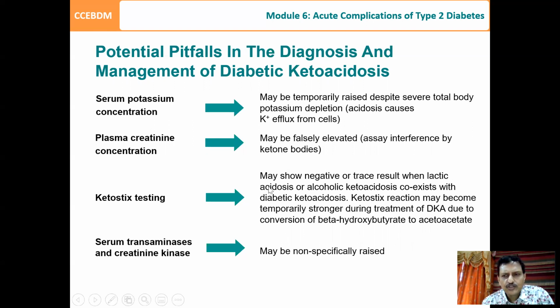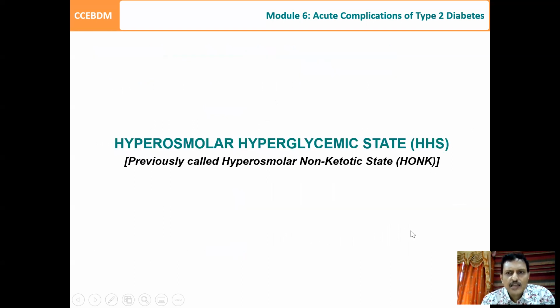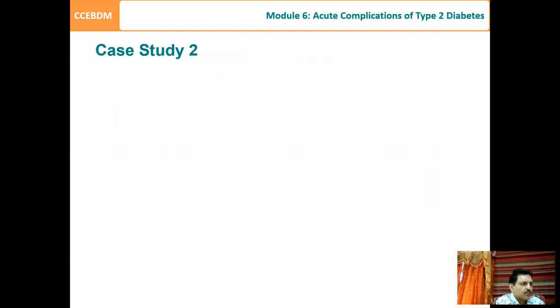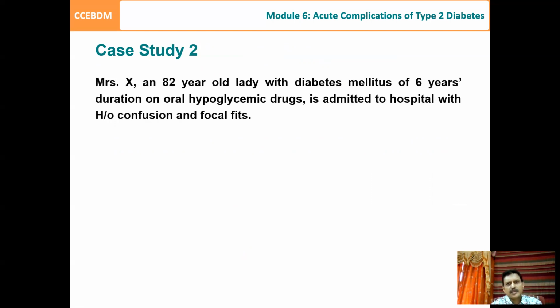So now we will talk a little bit on the hyperosmolar hyperglycemic state, or we sometimes call it HONK, hyperosmolar non-ketotic coma or non-ketotic state. So I'll start with a case study. This is an 82-year-old lady with diabetes mellitus of 6 years duration, and she was on oral hypoglycemic drugs and admitted to the hospital with confusion and with focal deficits.